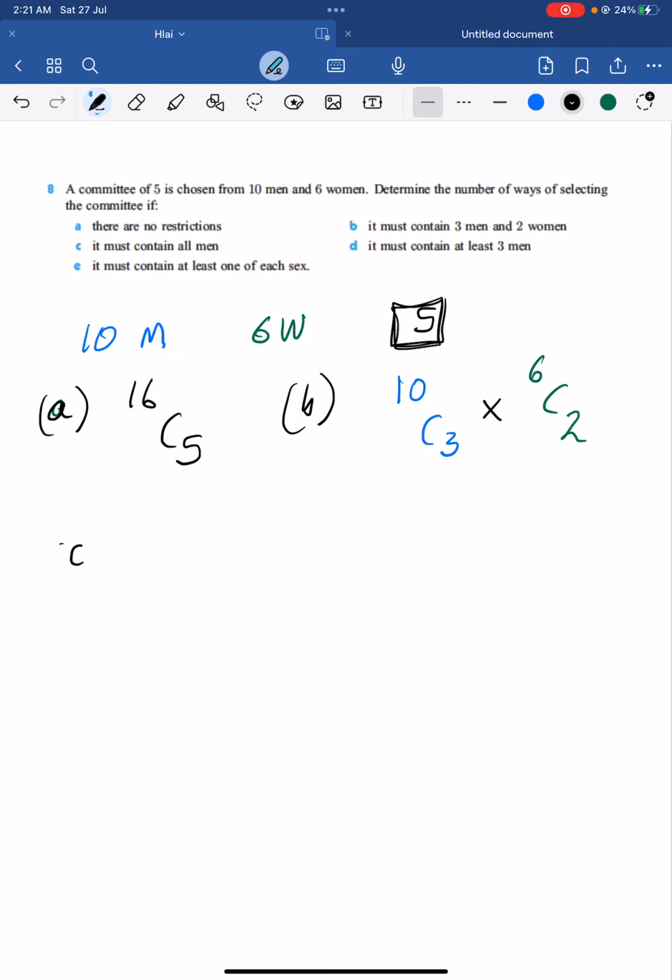So we just multiply these 2 answers together. Part C, it must contain all men. Okay, so from all the men, from the 10 males, we choose just 5. That would be all male.